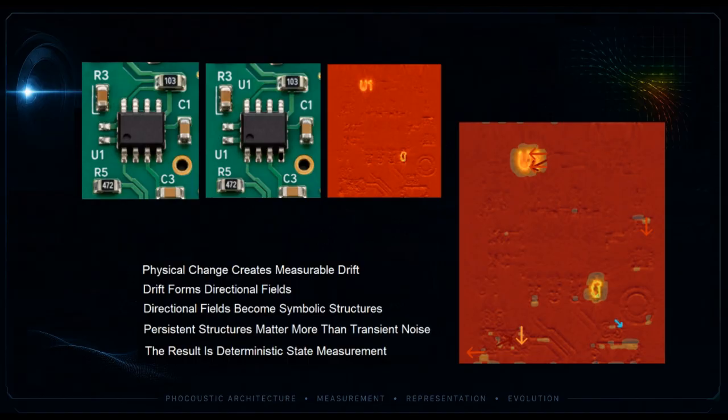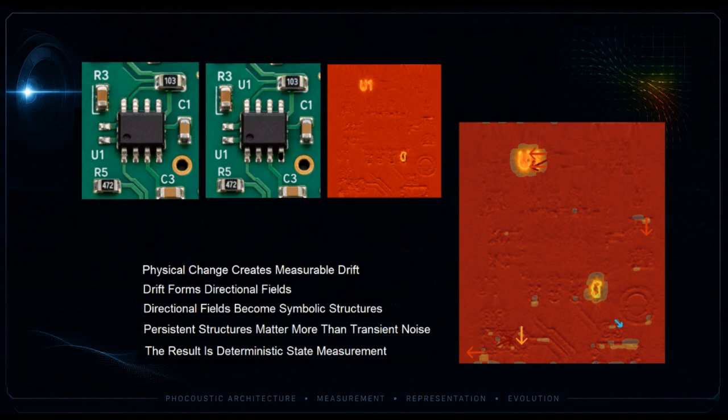Those changes can produce measurable directional structures. Across larger regions, those structures form organized fields that can be visualized as patterns of motion, persistence, and instability. The images shown here are not artist renderings, simulations, or manually created overlays. They are generated from actual experimental processing performed on captured image data. Throughout this presentation, we will examine how physical changes can produce measurable directional fields, how those fields can be transformed into symbolic representations, and how those representations may provide a foundation for a new class of physics-anchored measurement systems.